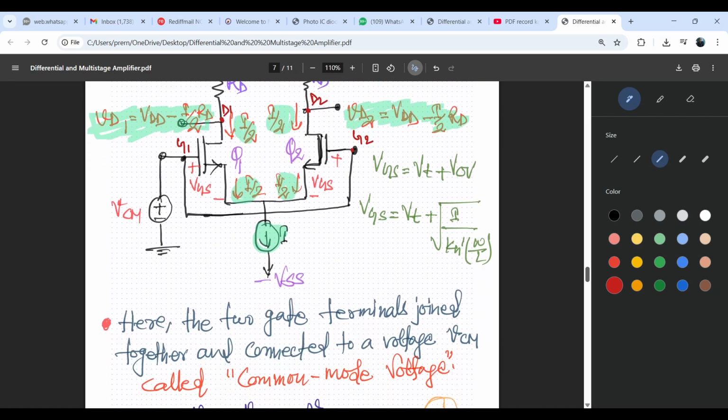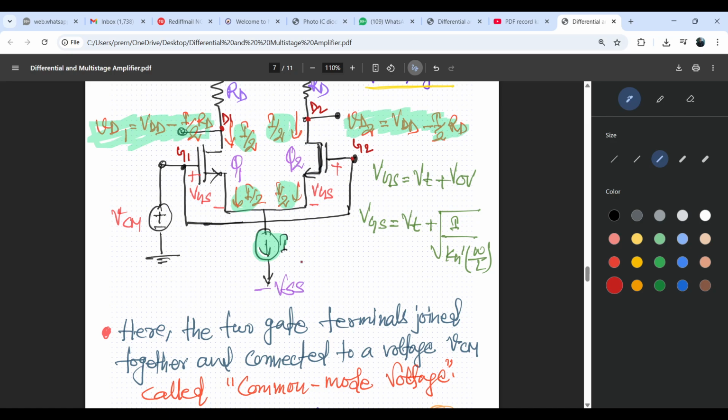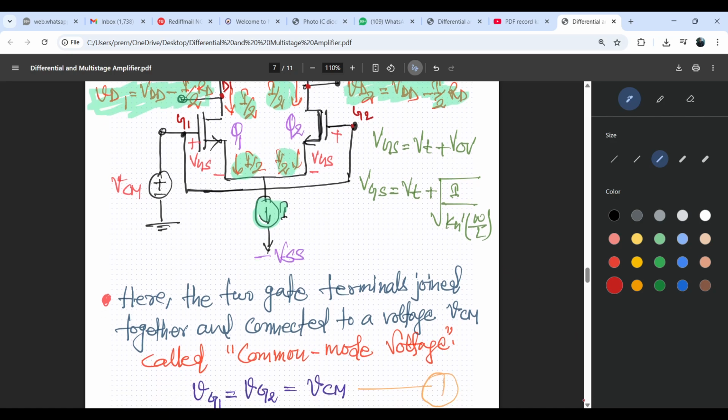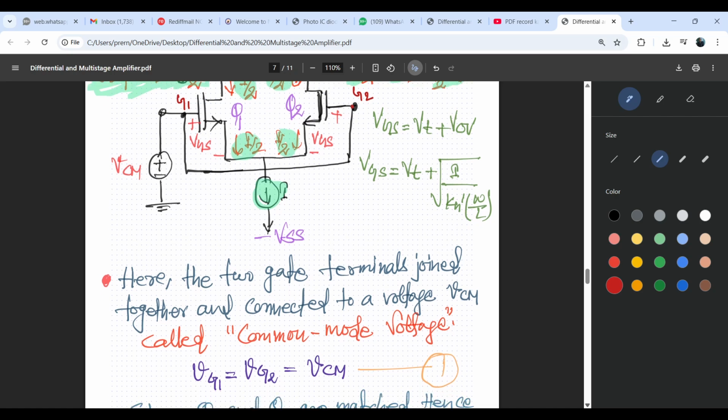So here the two gate terminals are joined together. The gate terminals G1 and G2 are joined together and connected to a voltage source, that is our common voltage, VCM, termed as the common mode voltage. Next, the voltage at VG1 and VG2 is simply our VCM. Already written here.